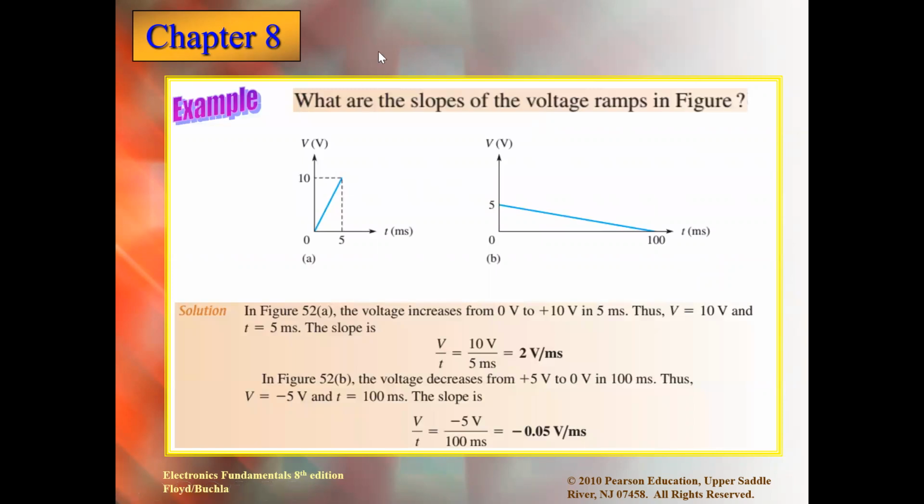If we are asked this way, you can look here. What are the slopes? You can calculate 10 over 5, yani 2 volts per millisecond. Here 5 over 100, definitely minus because it's decreasing. So this way we can calculate the slopes also, guys.